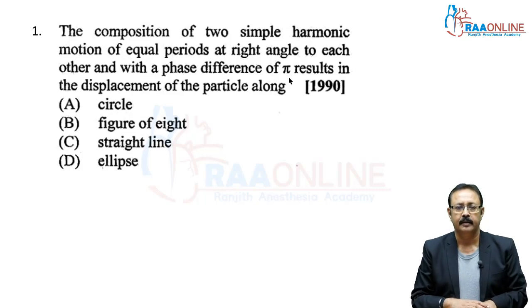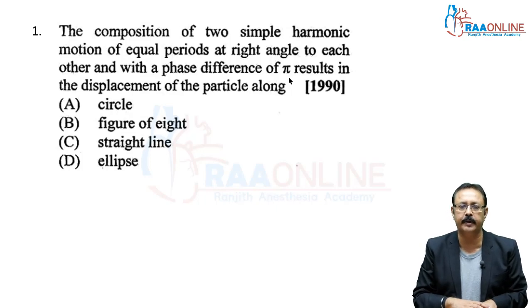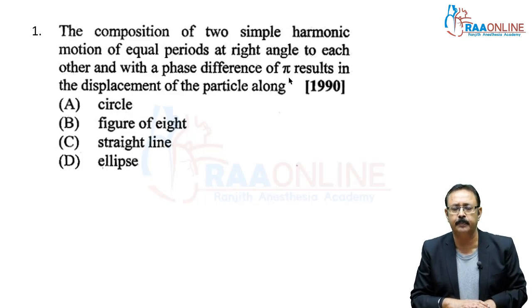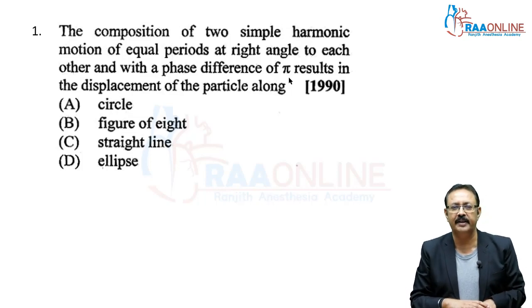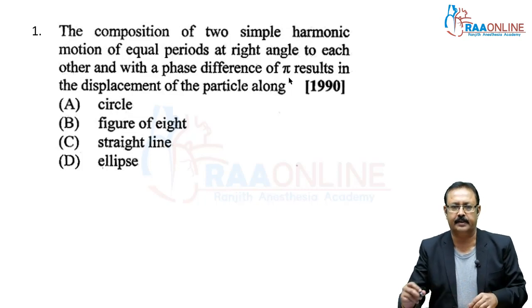AIPMT. The composition of two simple harmonic motions of equal periods at right angle to each other and with a phase difference of pi results in the displacement of the particle along. It is more of a math question than physics.